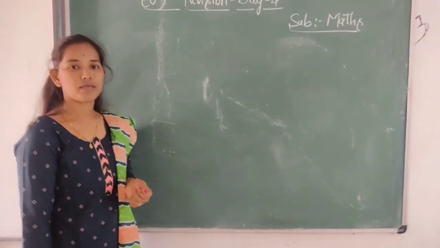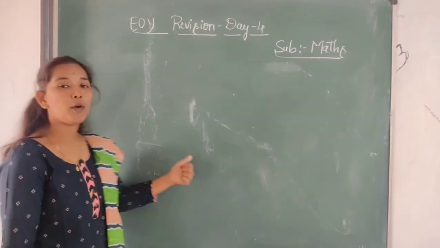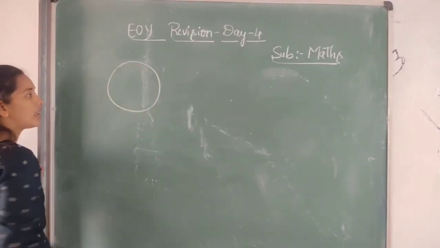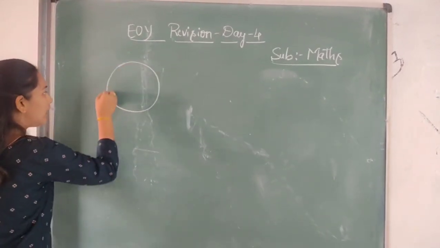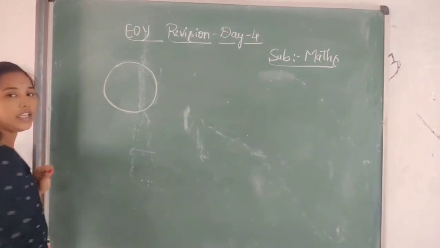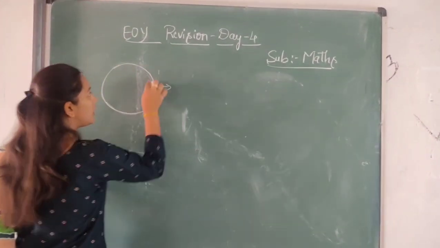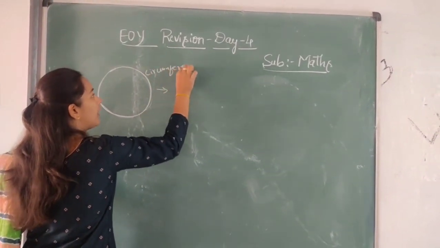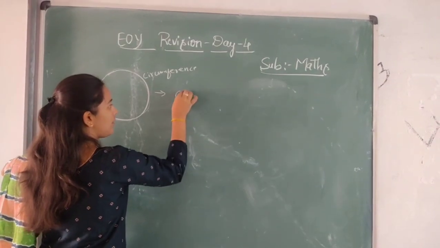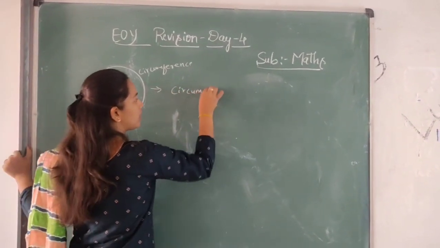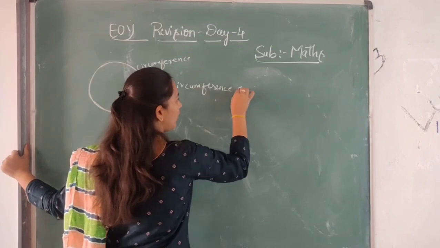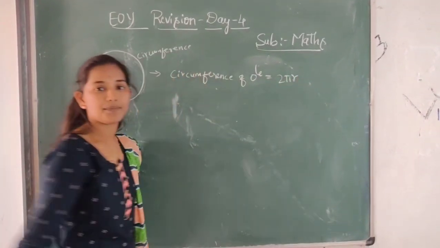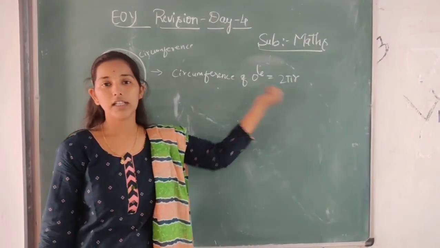After this we know about the polygons. Now you see the circle. What is the perimeter of a circle? Perimeter is nothing but the boundary of the given figure, so we call this boundary the circumference. The circumference of a circle is 2 pi r. The formula for the circumference of a circle is 2 pi r.